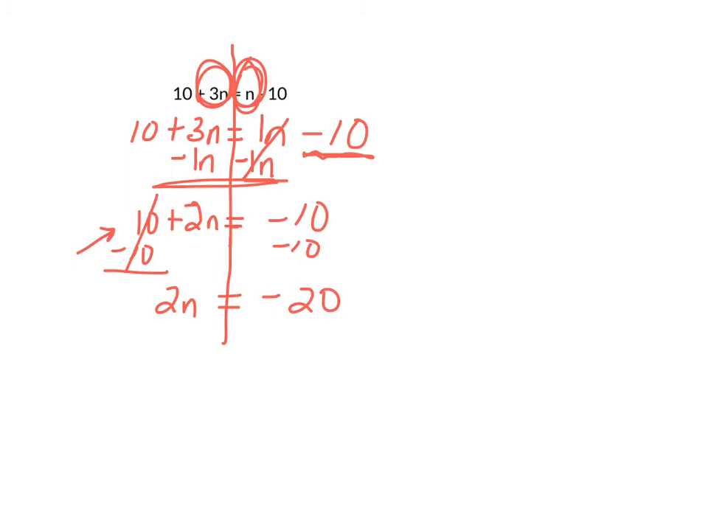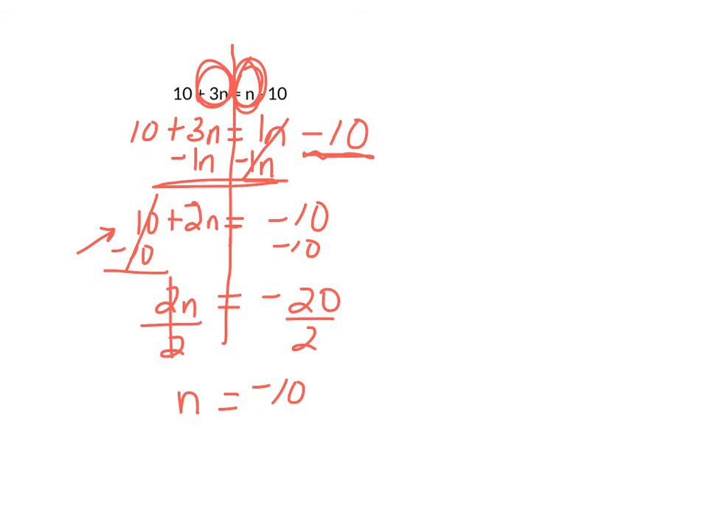And then our last step is to get the n by itself. So we have to remove the 2, which means that we're undoing multiplication. We undo multiplication by dividing, and we have to do that on both sides of the equation. So n is going to equal -10.